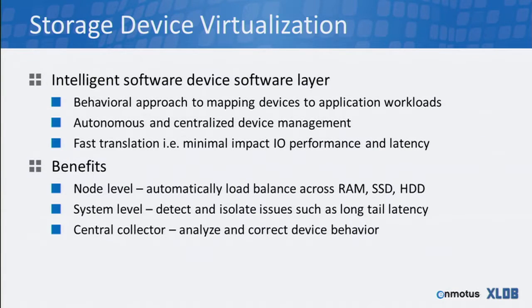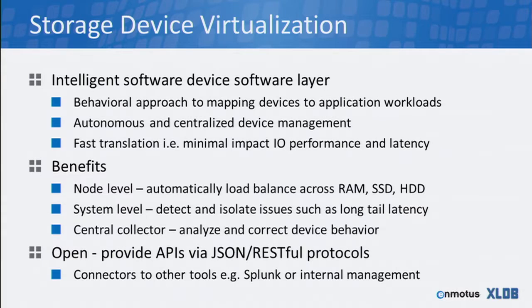The benefits at node level, you get automatically load balanced data across RAM, SSDs, hard drives. At system level, you're able to detect and isolate issues such as long-tail latency. And you get a central collector mechanism now to analyze and correct device behavior, hopefully before it happens, by using more behavioral techniques rather than the traditional smart log, IO stat, or just measuring data in a system. You're actually applying a lot more intelligence to it. And more importantly, we're developing a framework for some open APIs to provide JSON RESTful access, the ability to build your own framework around these, for example, or bridge it to Splunk, if any of you are familiar with the Splunk system management tools.